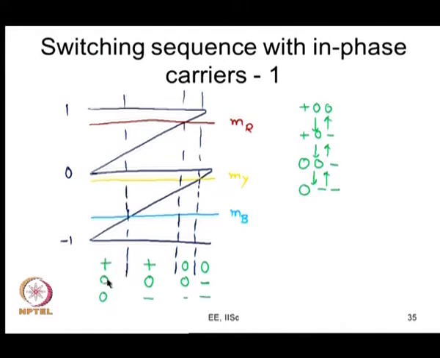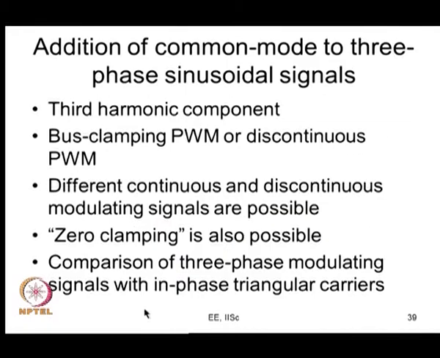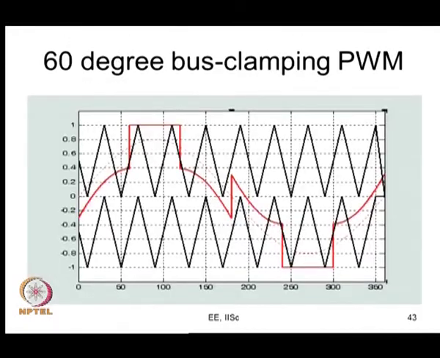We call this the pivot vector, which is of length 0.5 VDC, and these 2 states are called pivot states. Like the division of 0 states changing, here the division of pivot states will change. The same thing you can also do with the 60 degree bus clamping method. You can do an analysis.